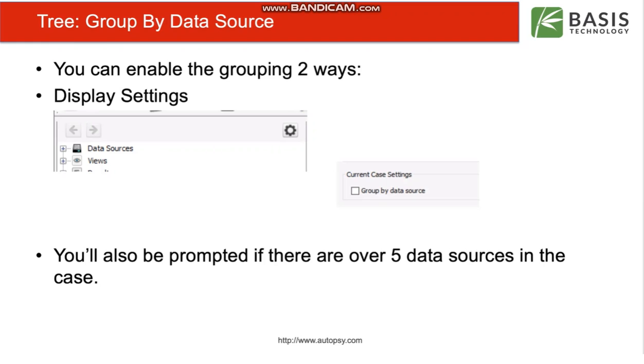You can change the grouping in 2 different ways. One is display settings. So above the tree, there's a gear icon. You can push that and see a bunch of display settings, one of which is grouped by data source. Another method for doing this is if you open up a case that has more than 5 data sources in it, Autopsy will prompt you to see if you want to group them by data source or not.